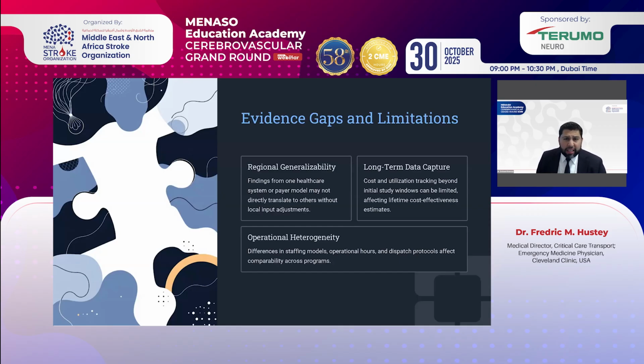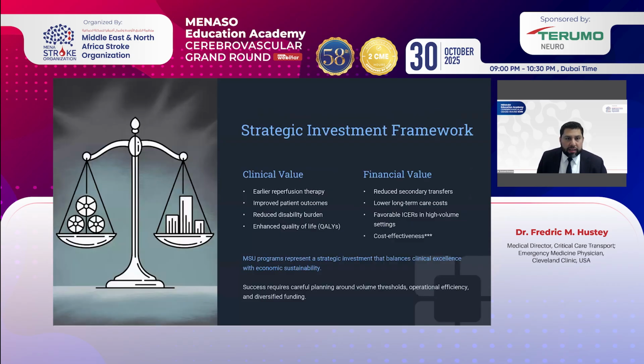And we know that cost and utilization tracking beyond the initial study can be limited, affecting our lifetime cost effectiveness estimates. So if we're not following these patients long term, then sometimes we can underestimate how much value these are really bringing. And then also the operational heterogeneity. There are a lot of programs that do things differently, whether they're running 7 on, 7 off, or running 12 hours a day or 24 hours a day. And so again, every community has its needs, and those things need to be taken into consideration.